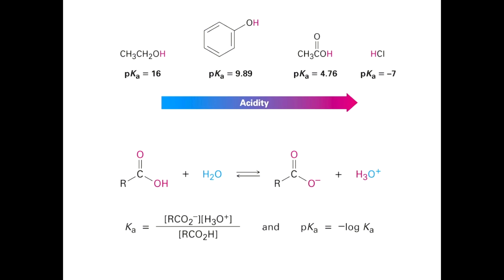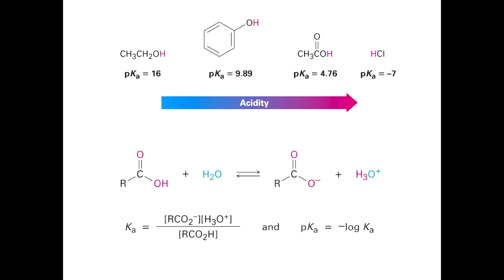And then we see acetic acid, which is a carboxylic acid, and one mineral acid, which is HCl. If we see the pKa values, ethanol has 16, phenol has 9.89, acetic acid has 4.76, and HCl has minus 7. In this case, the higher the pKa value, the weaker the acid; the lower the pKa value, the stronger the acid. That's why HCl, a mineral acid, is a strong acid, and carboxylic acid is acidic in nature, whereas phenol and ethanol are weakly acidic.